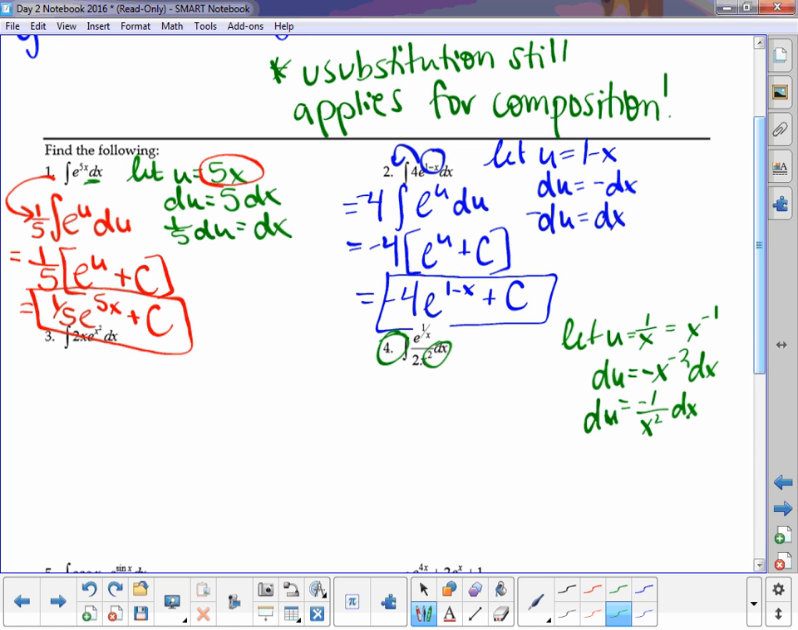Alright, I want you guys to go and finish out number 4, see what you get. Did you take the negative out? You're taking the negative out. So 1 over x is the derivative, you're correct, but we're not taking the derivative. Alright, so everyone should be working on number 4, see what you get.